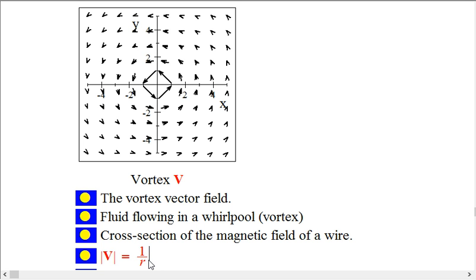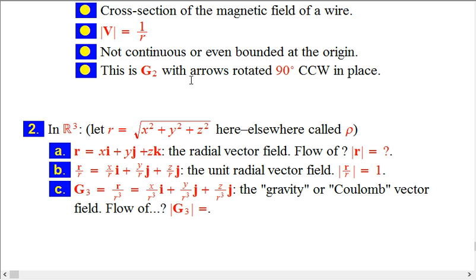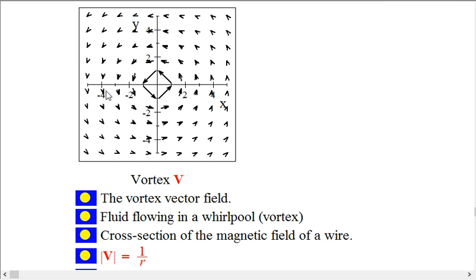Notice that's not a 1 over r squared. That would be the analog in 3 dimensions. You get inverse square laws in 3 dimensions. We're going to talk about why that's true in terms of the vector calculus. So again, it's G2 with arrows rotated, and a really great example. G2 and V are really the most important examples of all of these, but they're slightly more complicated than the others, which is why I didn't start with them.